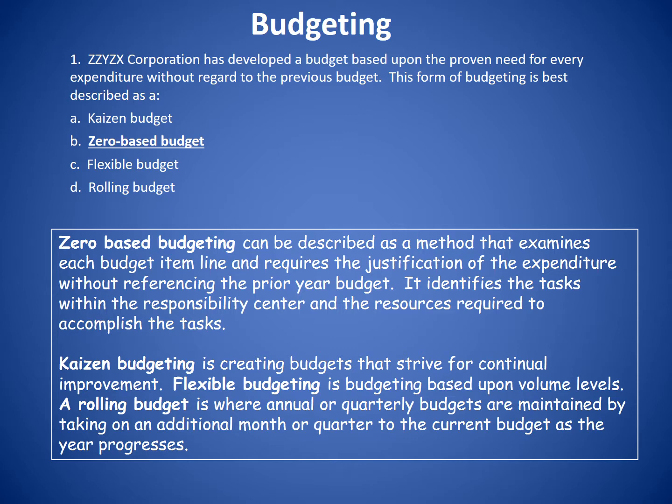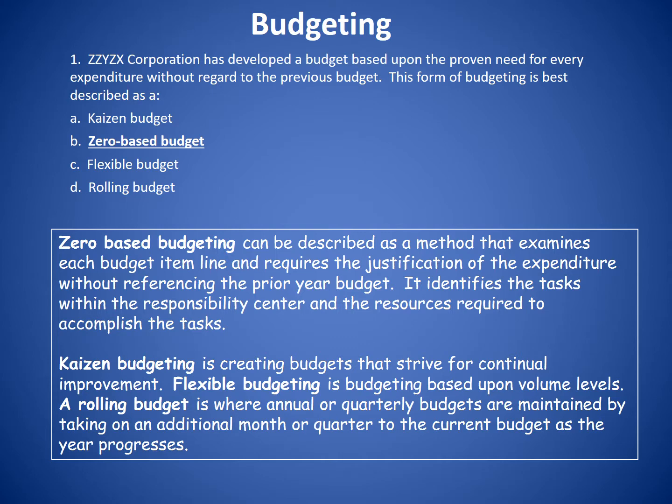Flexible budgeting is budgeting based upon volume levels. In other words, if I produce 10,000 items, what is my budget going to be based upon those 10,000 items versus if I produced 5,000 items?